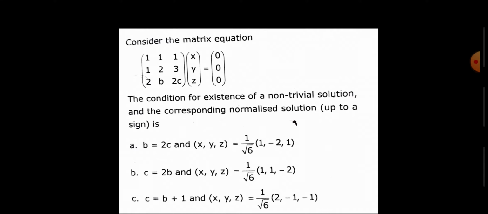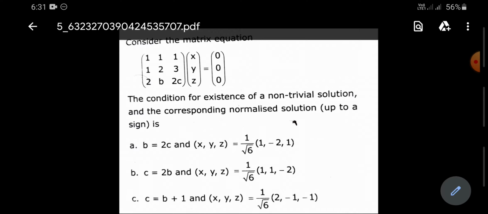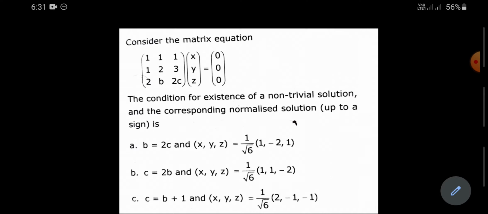The problem is considering a matrix equation. You have a three-dimensional matrix equation. The components you can see are 1 1 1, then 1 2 3, and 2 b 2c, times x y z, must be equal to 0 0 0, right? What I need to find out is the condition for existence of a non-trivial solution.